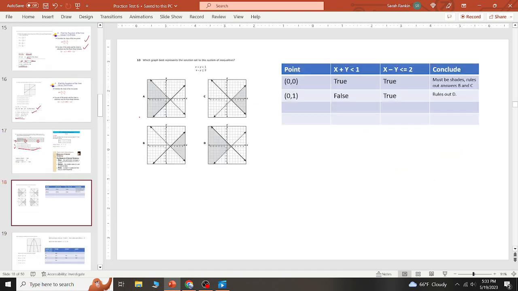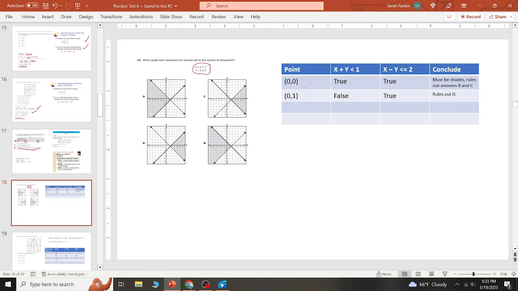Okay, which graph represents a solution set of these two inequalities? Remember, if it's less than or greater than, it's a dotted line. If it's less than or equal to, or greater than or equal to, it's a solid line. So if there's an equal sign, it's a solid line. If it's just greater than or less than, it's a dotted line.